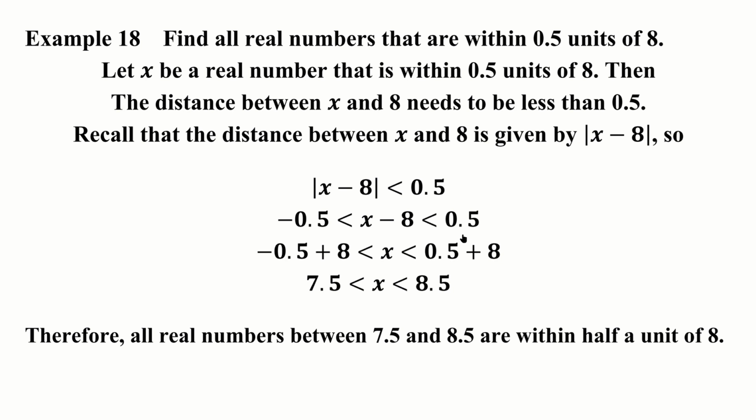Negative 0.5 and 0.5. And if we just solve by adding 8 all around, we end up with negative 0.5 plus 8 less than x less than 0.5 plus 8. So x has to be between 7.5 and 8.5. Therefore, all real numbers between 7.5 and 8.5 are going to be within half a unit of 8.